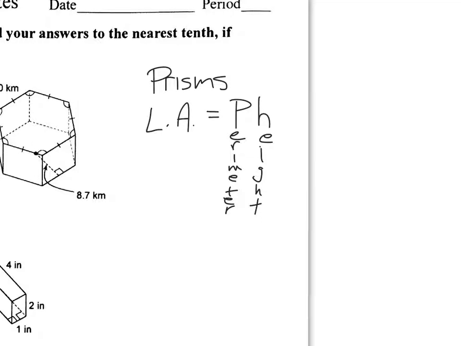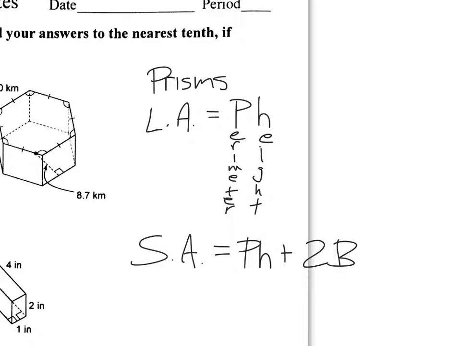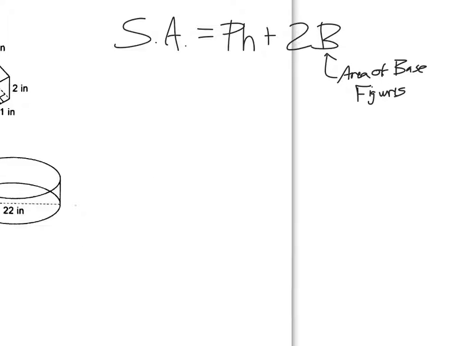Surface area is the lateral area, which is P times H, plus 2 big B. And big B here is the area of the base figures. So it depends on what kind of base it is. If it's a triangle, then you have to use a triangle formula for area. If it's a square, then you use square. So it depends on the base shape. Okay, that's for prisms.